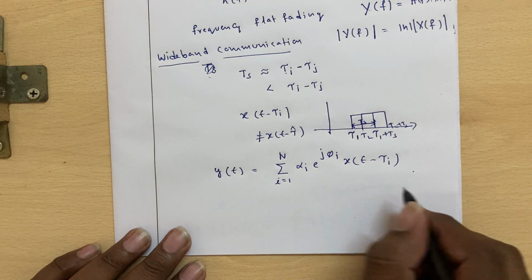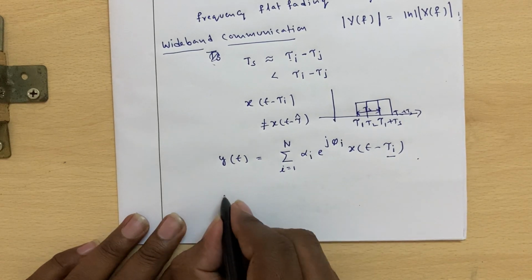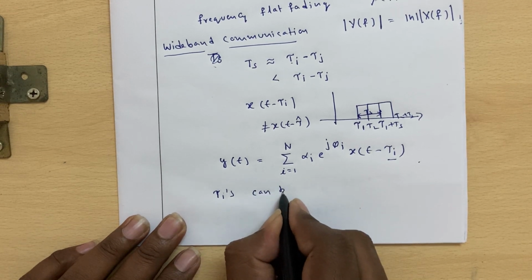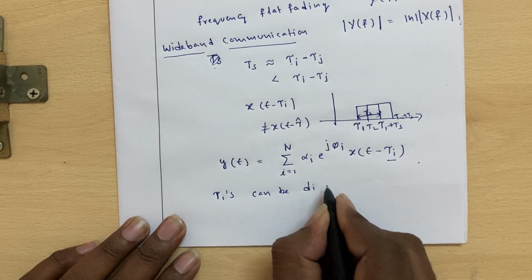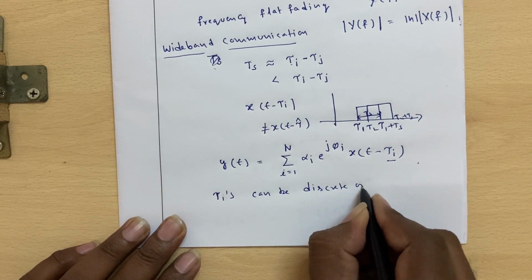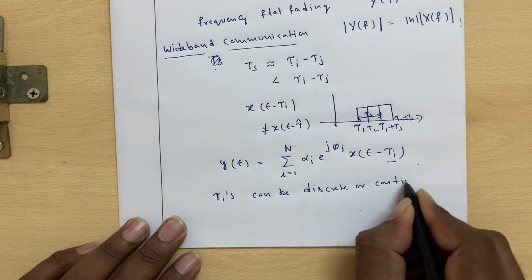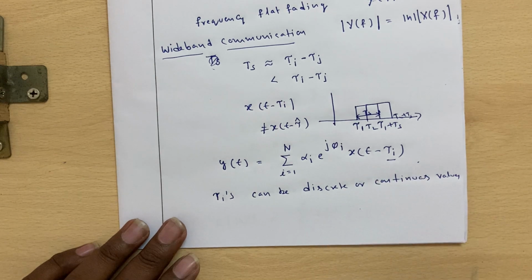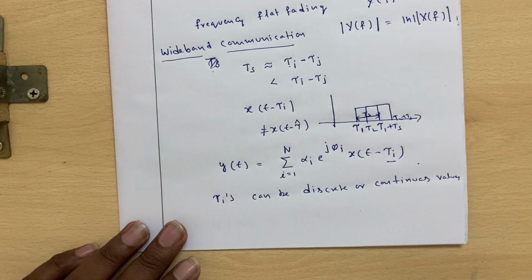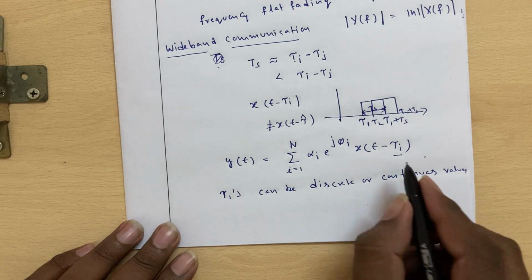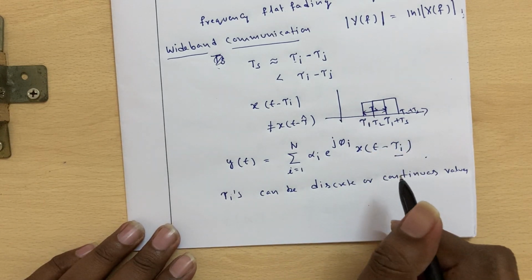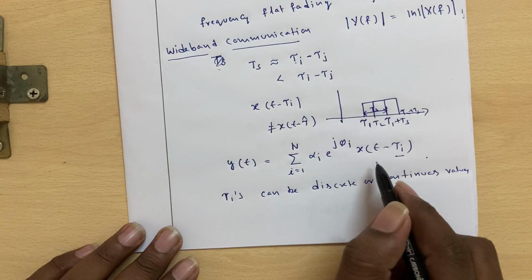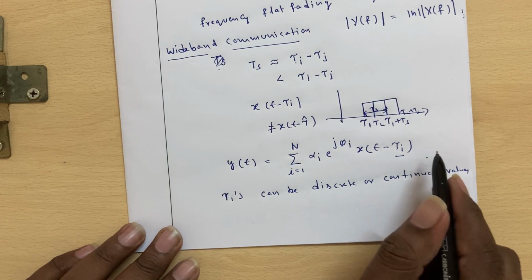But still we can take one thing: these tau i's, which are propagation delays, can be discrete or actually continuous values. But we assume that out of all the propagation delays, some of them are close to some propagation delay tau naught, and some of them are close to a propagation delay of tau 1, something like that.